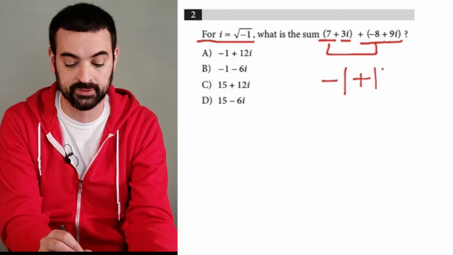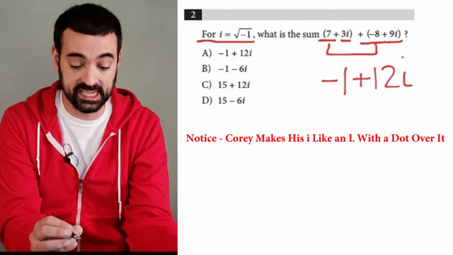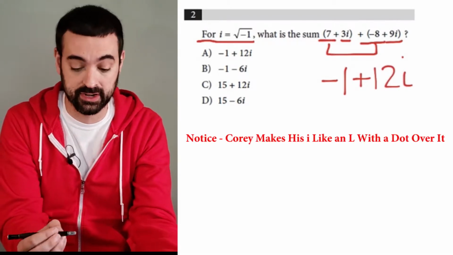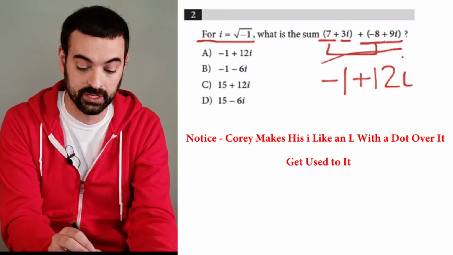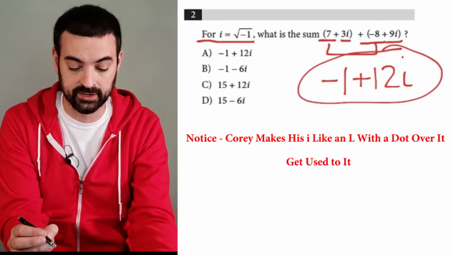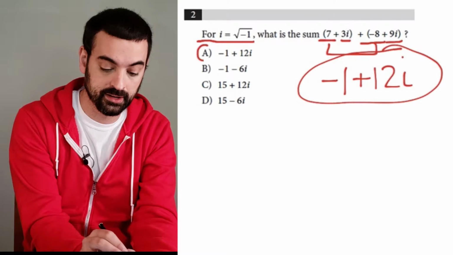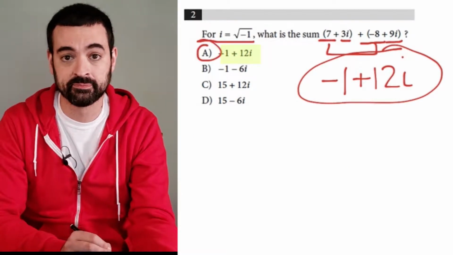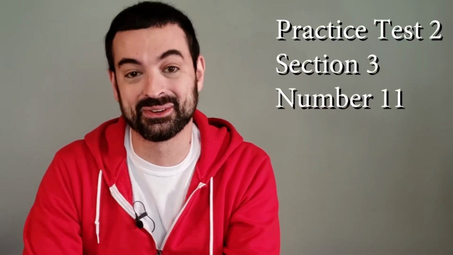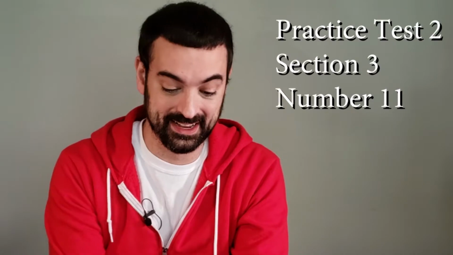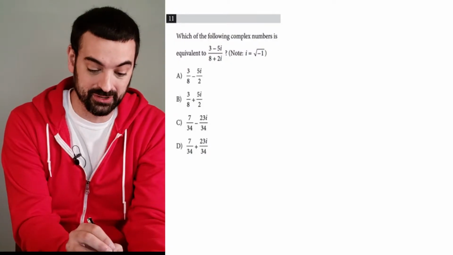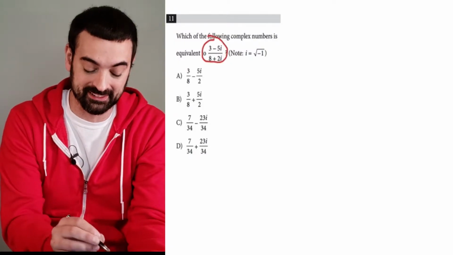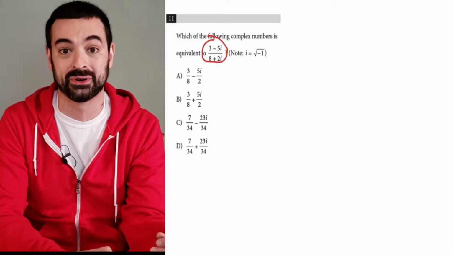We get +12i. And even though this involves imaginary numbers, we're not doing anything special. Our answer is -1 plus 12i. Our answer is A. So you're feeling pretty good about that. You're taking the test, and then you move on to Test 2, Section 3, number 11, and you see that there's a fraction involved and that you're asked for an equivalent set of fractions, all of which involve an i.